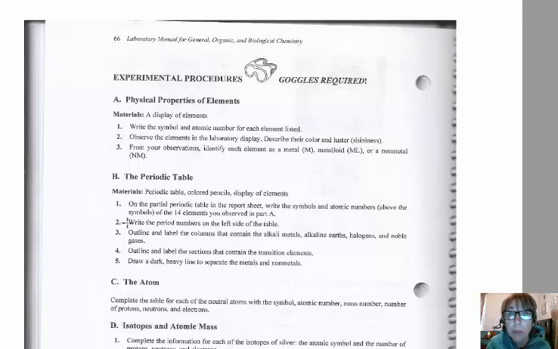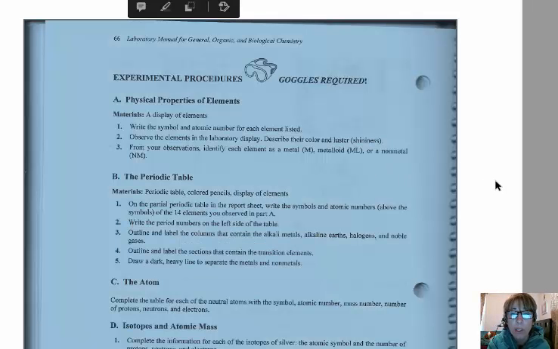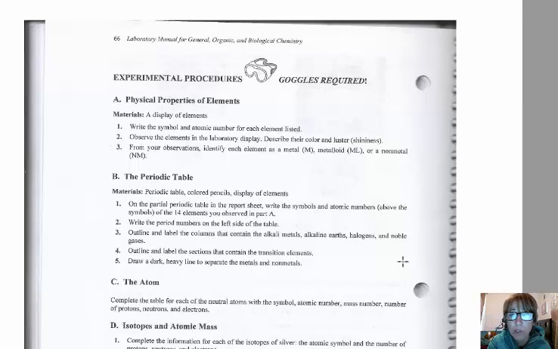This is super important. Write the period numbers on the left side of the table. If you don't do that, you're going to lose points. So the periods are the rows, and they go through 1 through 7. And I'm not sure if they have all 7. It's just a partial periodic table. So just write the periods of what's on that partial periodic table.